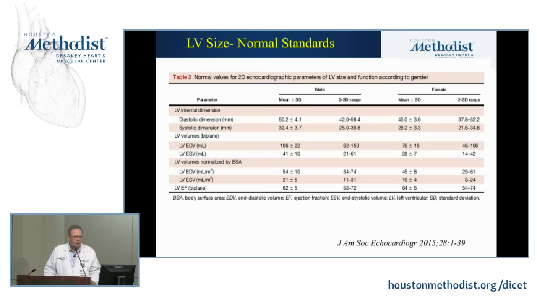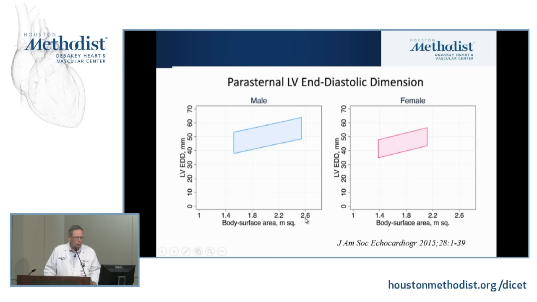As you can imagine, it works if you don't have dramatic, major regional wall motion abnormalities. So if the ventricle is diffusely bad or diffusely good, this gives you a ballpark. The more wall motion abnormalities you have, obviously, the less accurate this is going to be.